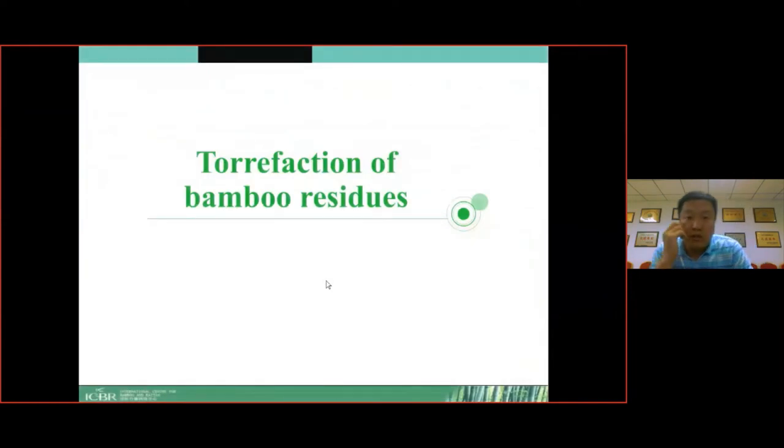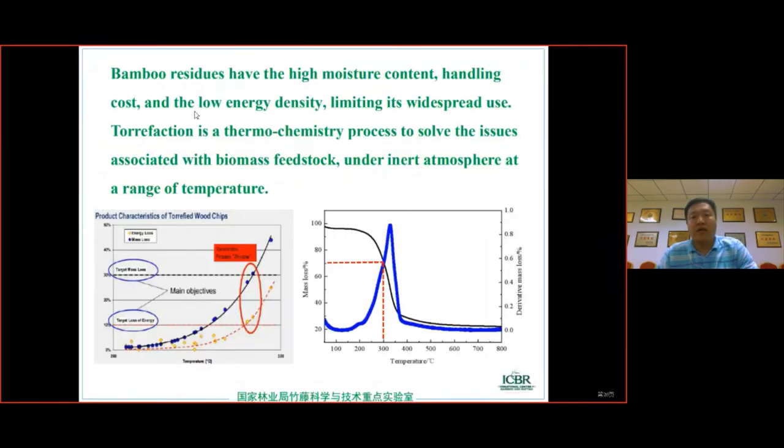Now I introduce the torrefaction of the bamboo residue. Bamboo has a high moisture content, high handling cost, and a low energy density, limiting its widespread use. Torrefaction is a thermochemical process to resolve this problem. The main objective of torrefaction is about 30% of mass loss and 10% of energy loss. And this is a pyrolysis process of the bamboo materials.